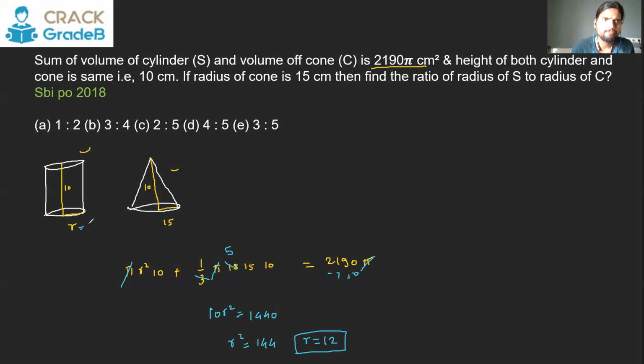If 12 is the radius of the cylinder, they have asked only the ratio of radius. The ratio of radius will be 12:15. The ratio of radius will be 12:15. Dividing by 3, we get 4:5. Easy. So this is how the questions are going to be asked.